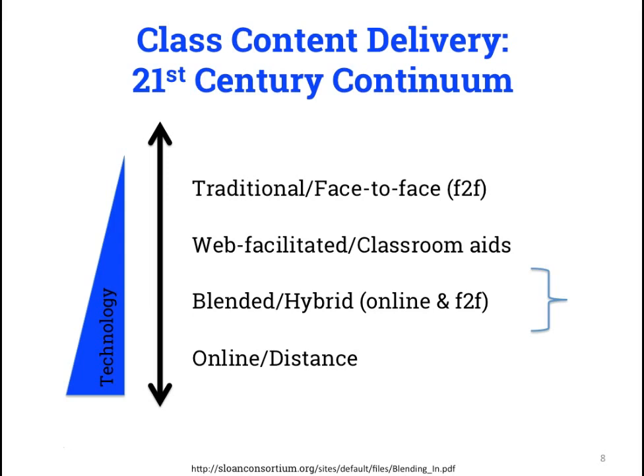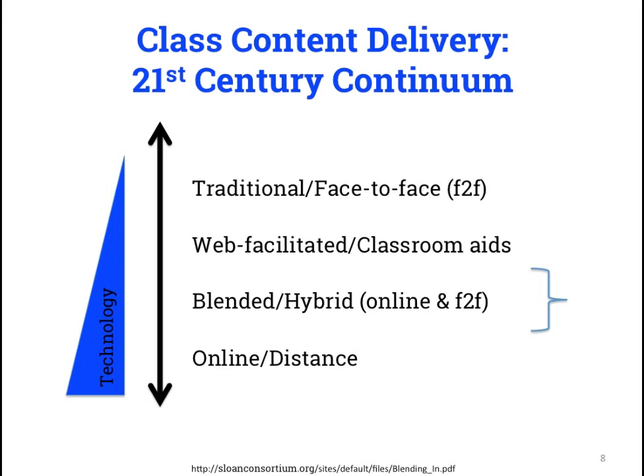So if you see here, the blue triangle represents increasing use of technology from top to bottom, and that also generally means more asynchronized or individualized content delivery. So at the top, you see the traditional format for a course where there's essentially no online technology used. Content is delivered in writing and or orally. And that probably corresponds more with a traditional model.